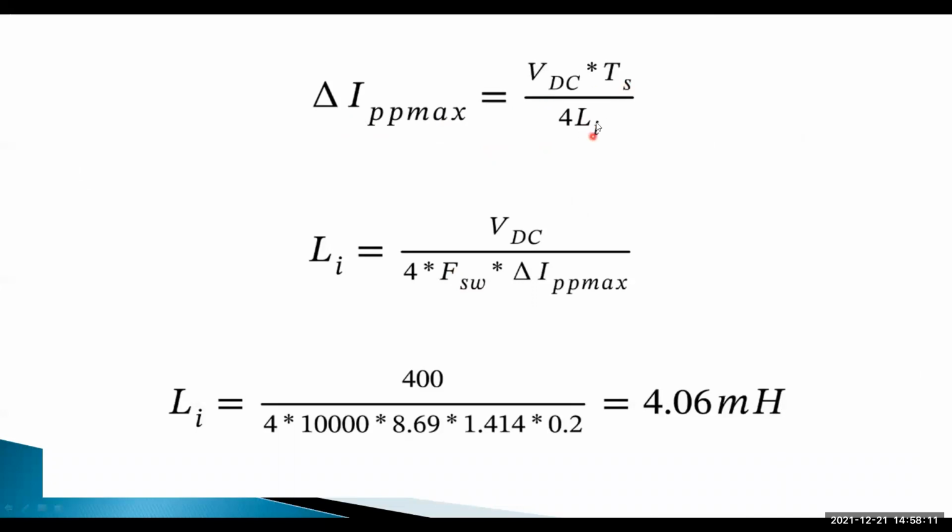In this equation, TS is called 1 by F, the total time period, where F is the switching frequency. So delta IPP is VDC divided by 4 into L into F. So Li is equal to VDC divided by 4 into switching frequency into delta IPP maximum. This is the inductor design formula.